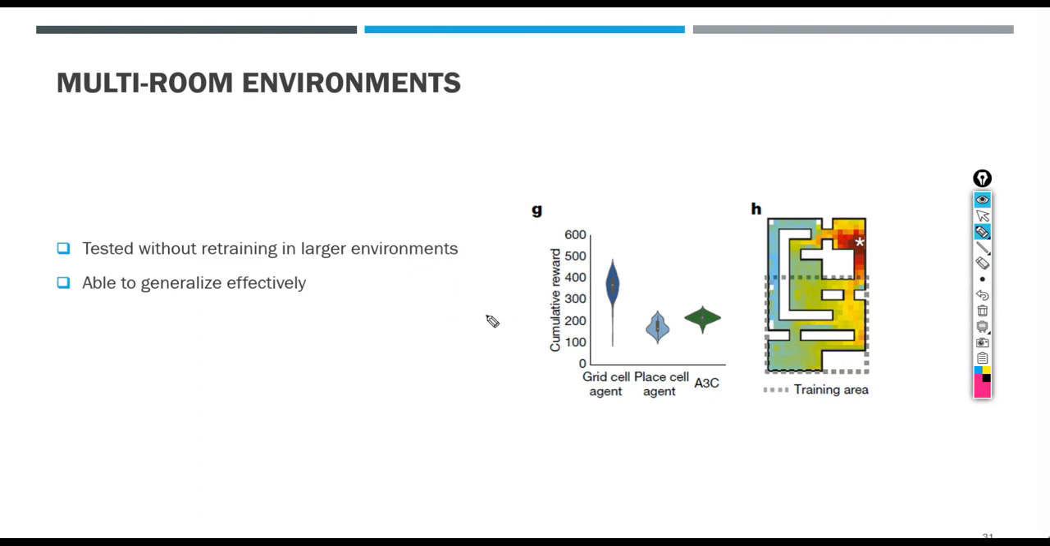In this figure, we can see the distribution of the test performance over 100 episodes, showing the ability of the agents to generalize to a larger version of the goal-doors environment. Here you can see that the grid cell agent outperformed the place cell and the A3C agent. On the figure on the right, we can see a heat map. Here the value function of the grid cell agent is projected onto an example larger goal-doors environment as a heat map, where the red color represents the higher value function.